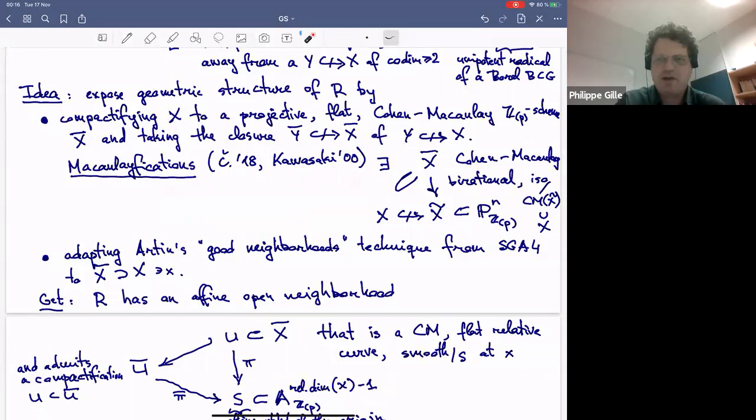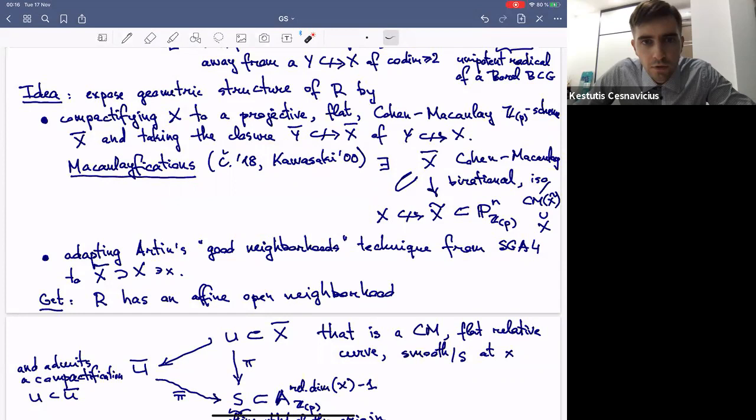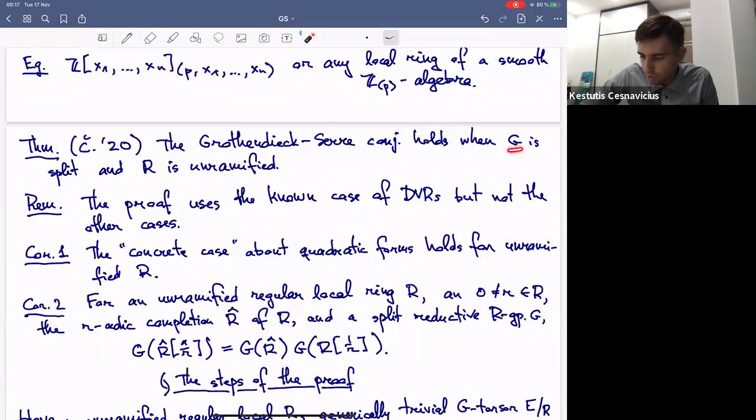Maybe a last question. Another question. Are there some cases of tamely ramified R that you can handle? I'm not sure what tamely ramified would mean in this setting. I could mention that I expect this main result should be possible to obtain when G is merely quasi-split rather than split.